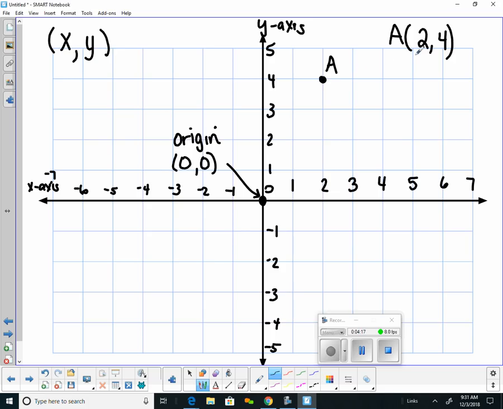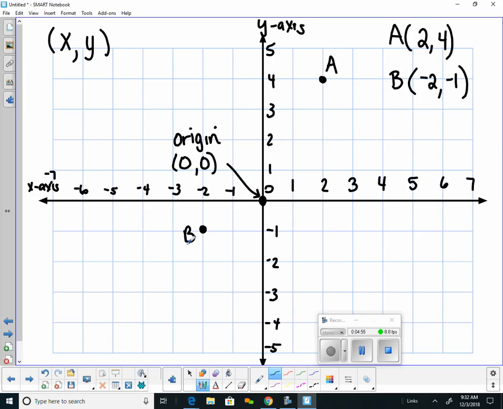Let's look at another point. Let's say we have point B, which is (-2, -1). So again, you always start at your origin, which is (0, 0). You're going to move along your x-axis, so we're going to find our -2. And then we're going to move along our y-axis, or we're going to move up or down based upon our y value. That was -1, so we're going to go down 1, plot my point, and label.